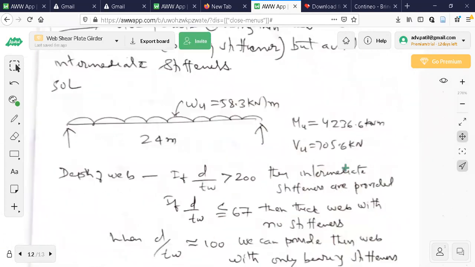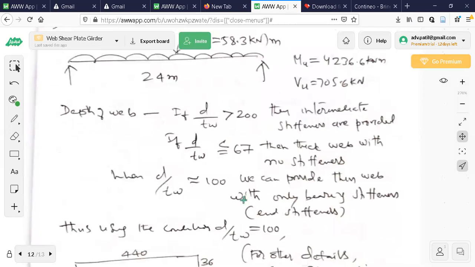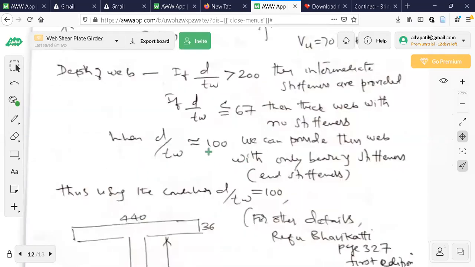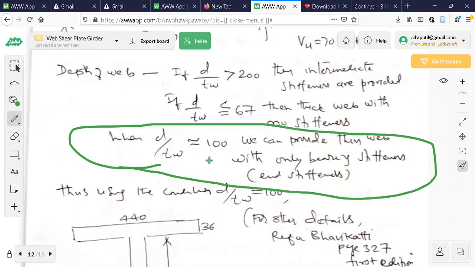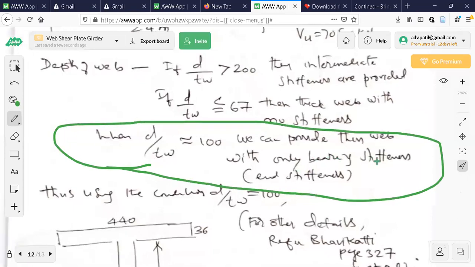In that case, in the initial stage only, you have to adjust all those. When D by TW is equal to 100, we can provide thin web with only bearing stiffeners. Now, this is a very important statement here. Just observe this statement. When you fix the D by TW ratio as 100, you're trying to design safely a plate girder in which only bearing stiffeners are enough.